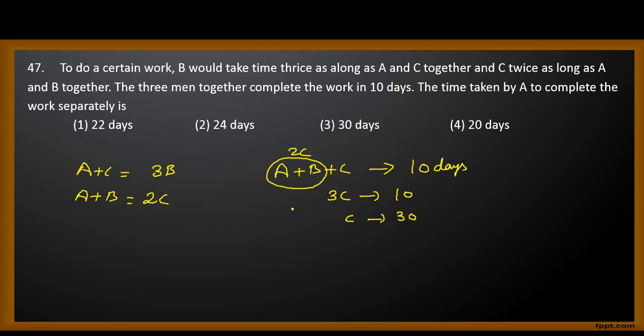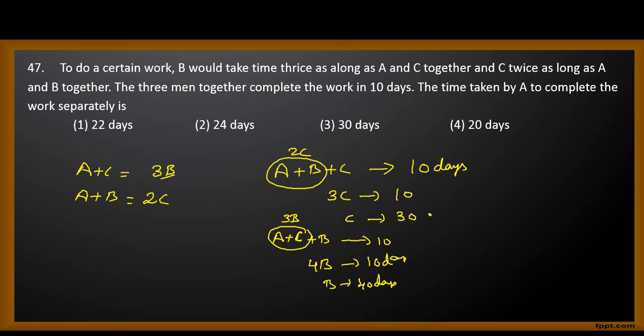Okay. Similarly, go for the other case. A and C is equal to 3B. Let us take another case. I will write like this. A, B, C can be written as A, C, B taking 10 days. But what is A plus C equal to? 3 times the efficiency of B. So 3B plus B, 4B. It means 4 times the efficiency of B is taking 10 days. Then 1B will take how many days? 40 days. Now look at the thing.